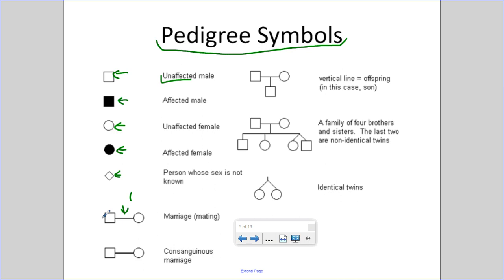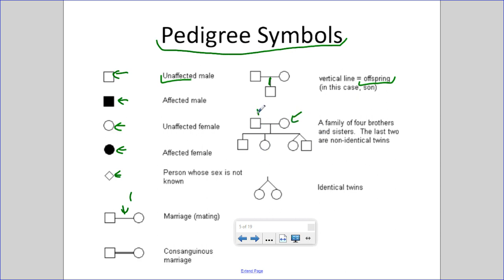A line between a square, a male, and a circle, a female, indicates that marriage or mating has occurred. And in the unlikely event that there are two lines, this would indicate a consanguineous marriage. Now, where there is a horizontal line, you can get a vertical line coming from that horizontal line. And that vertical line will indicate that offspring are a result of that marriage or that mating. So here it shows how those lines all work together.